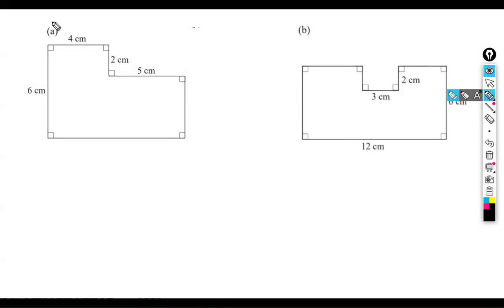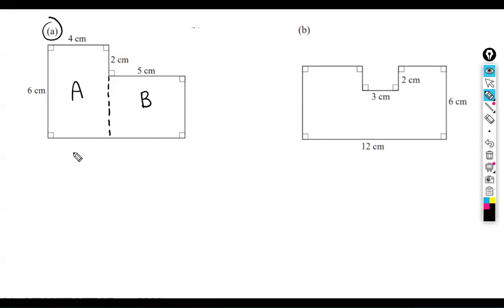If I ask you to find the area of this shape of part A, one way of doing it is to split this into two shapes, just like how you would have done it in primary school. You could split this shape this way, or obviously you could split it this way if you wish. So you call this part A and you call this part B. Remember, we're trying to find the area here, not perimeter, area.